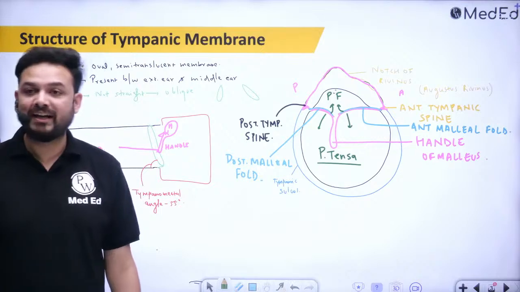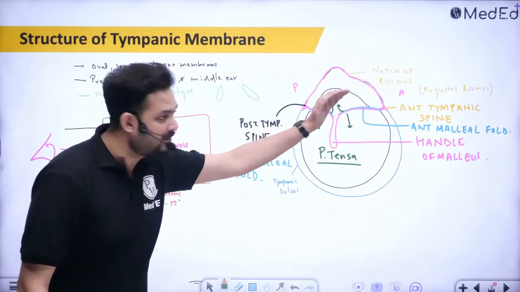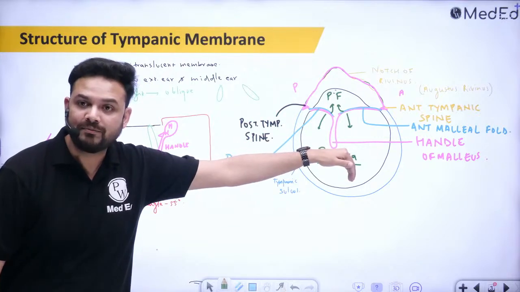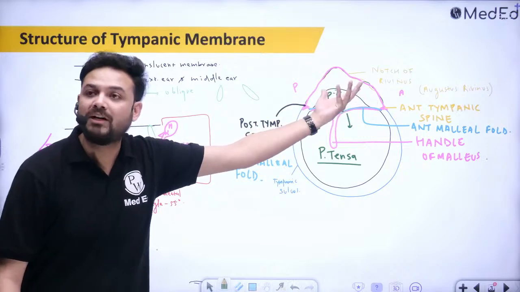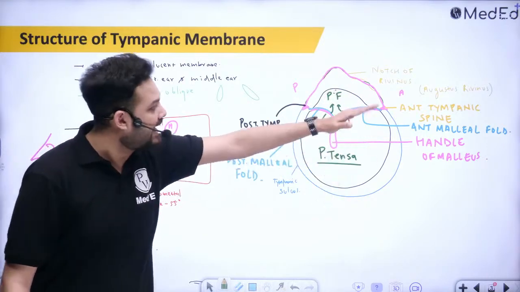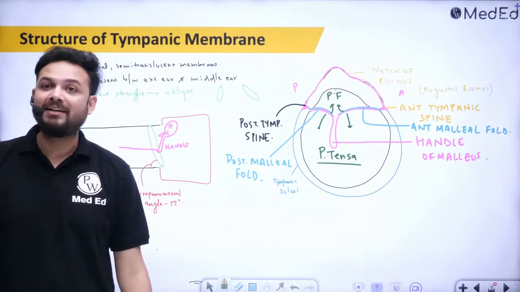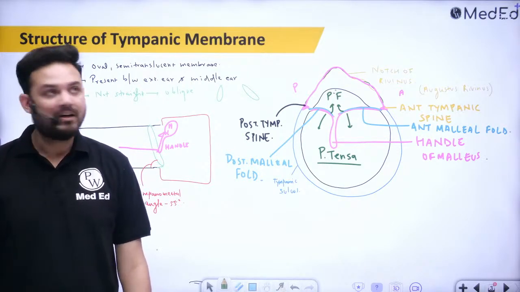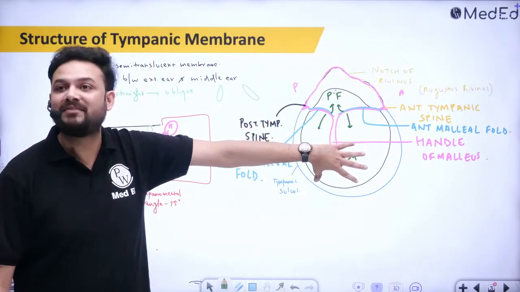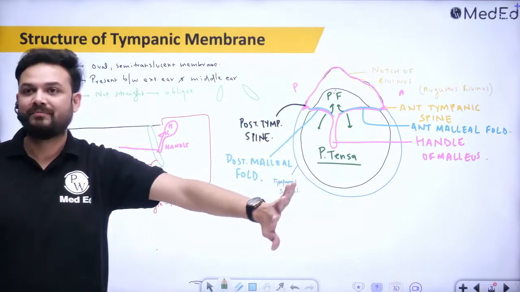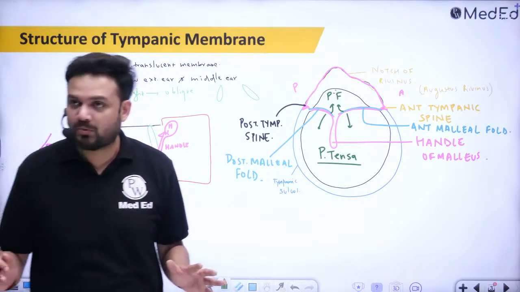So in simple words, what can I say? There is anterior malleal fold, there is posterior malleal fold, right? Anterior and posterior malleal fold के ऊपर कुछ भी होगा, we will call that as pars flaccida. And anterior and posterior malleal fold के कुछ भी नीचे होगा, we will call it as pars tensa. Pars flaccida is present within this notch of Rivinus. Pars tensa is present within this tympanic sulcus. I hope this is clear. Right? I hope you guys are understanding about what is going on.